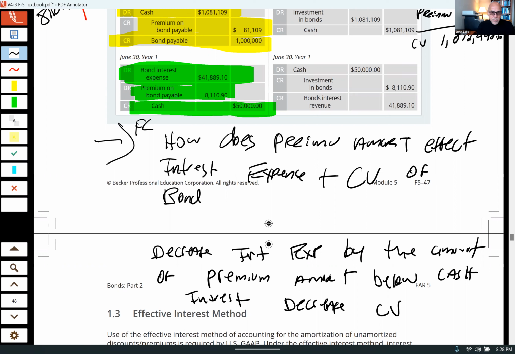What would be the effect on the interest expense? For discount, you add the discount amortization to cash to get the amount of interest expense. For the carrying value, you add the discount amortization to the previous carrying value to get the new carrying value. For premium, you subtract them. You subtract the premium amortization from the cash interest to get the interest expense. You subtract the premium amortization from the previous carrying value to get the new carrying value. Okay? Question.